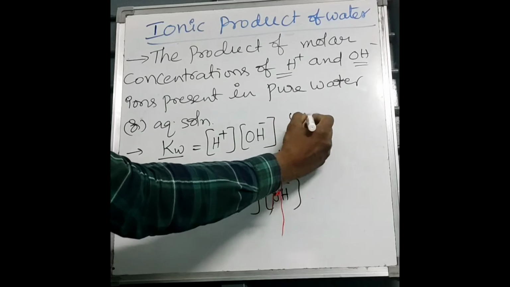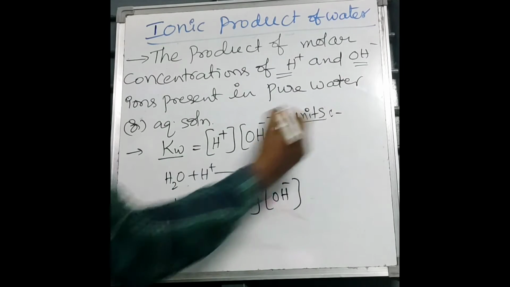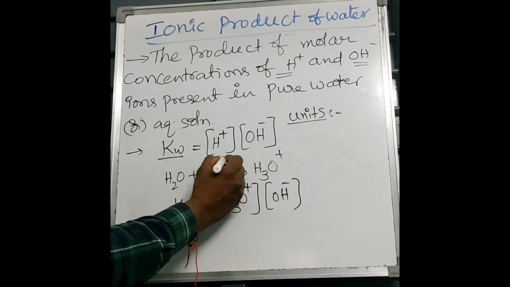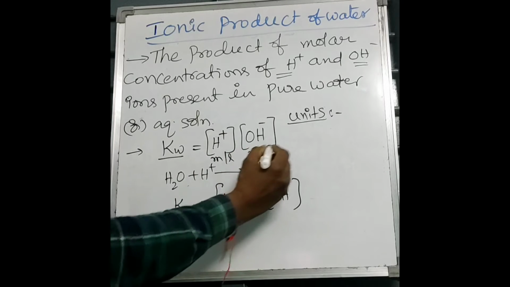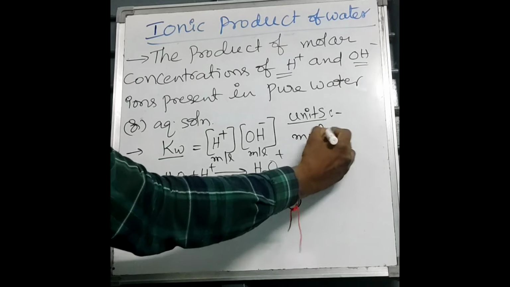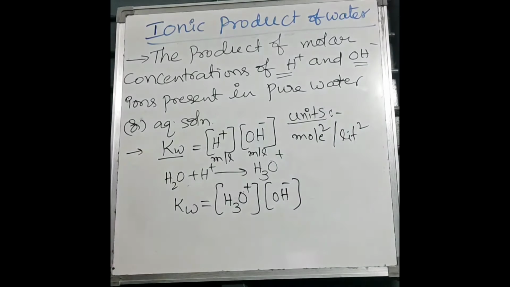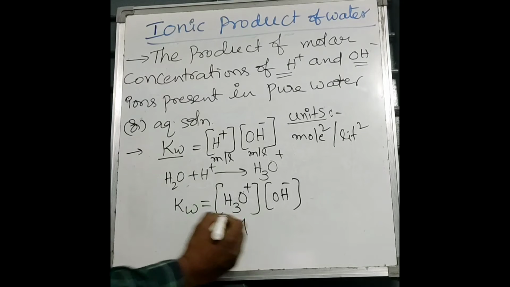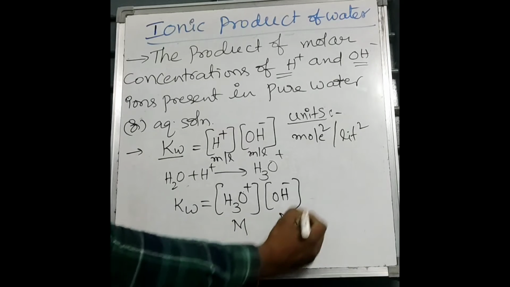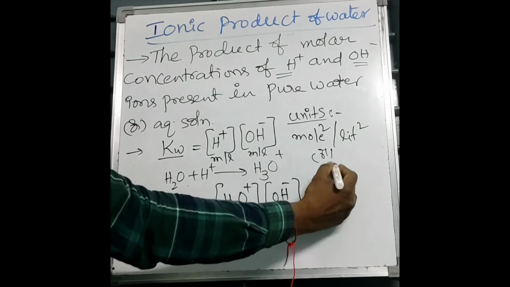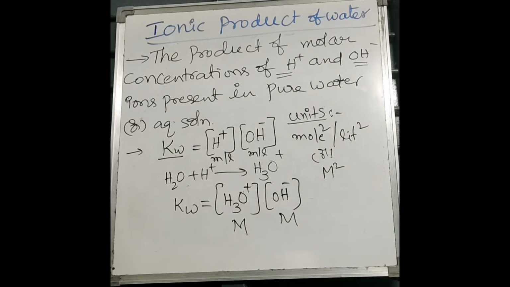And what are the units of the ionic product of water? For this, moles per liter, for this also moles per liter. Now moles square per liter square. We also write the molarity in terms of capital M, molar, or molar square. So Kw is equal to H plus into OH minus ion concentrations.